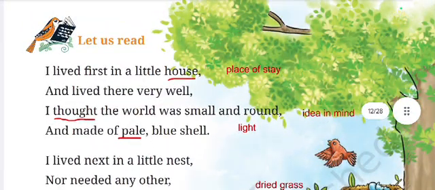First stanza. I lived first in a little house and lived there very well. I thought the world was small and round and made of pale blue cell.